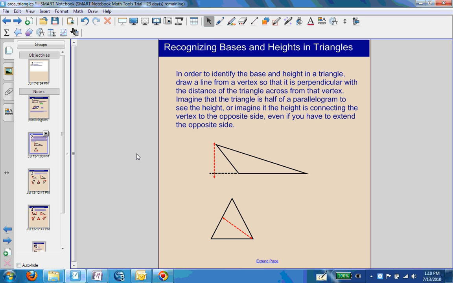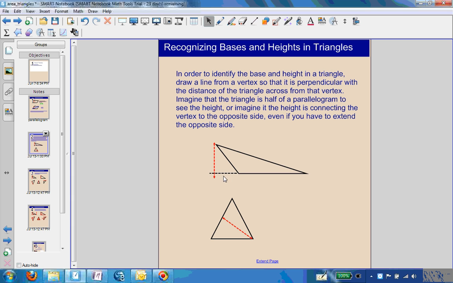So the first thing that's important is being able to recognize bases and heights in triangles. In order to identify the base and height in a triangle, you can draw a line from any of the three vertices. So I'm going to start with this vertex. And if I draw a line straight down, it would cross this imaginary line that's an extension of the bottom side of our triangle, and we would consider that our base and the red line our height.